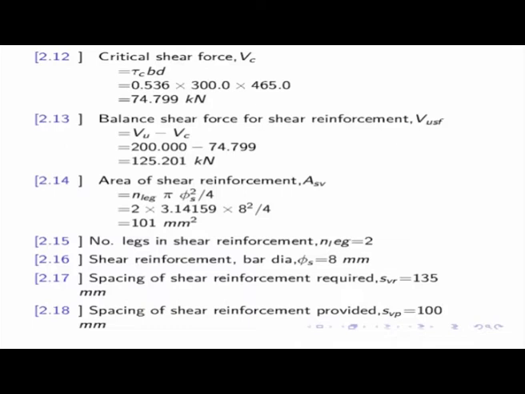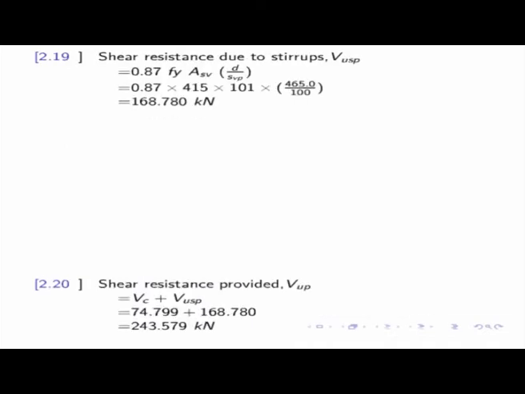I am not writing now, I am just showing on the screen. So critical shear force Vc, that is tau_c bd, that particular one we have got. On the basis of that, I am finding shear resistance due to stirrups: 0.87 fy Asv d by Sv. Asv means two-legged, that's why it is 2 into 101, already we have calculated. So shear resistance due to stirrups Vus is 168.78.